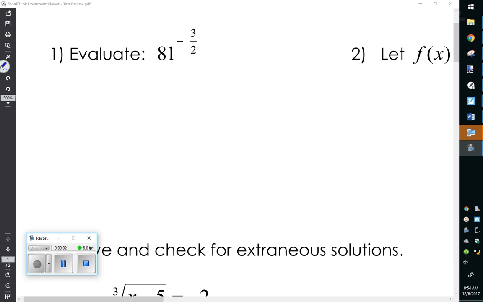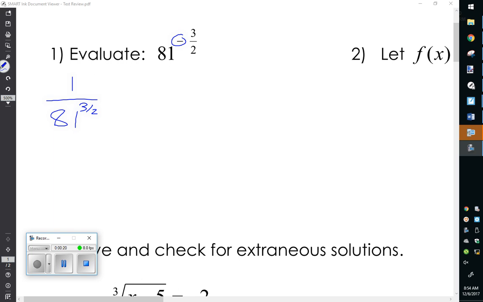Number 1 says 81 to the negative 3/2 power. When you have a negative exponent, what does a negative exponent do to your problem? It gives you the reciprocal. So it's really saying it's 1 over 81 to the 3/2 power. That's what that means.